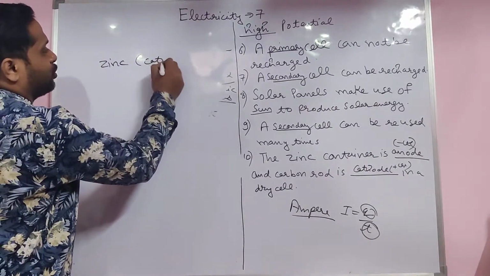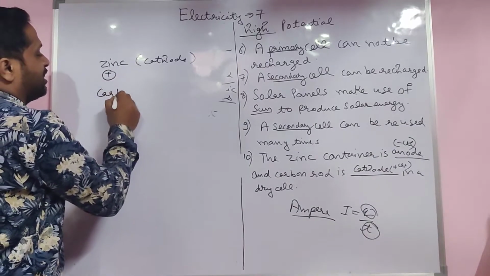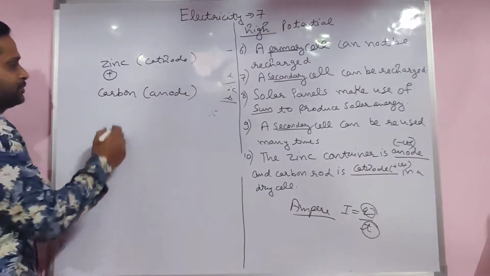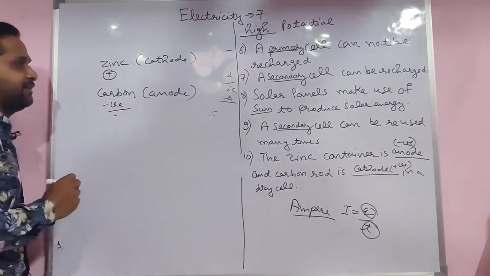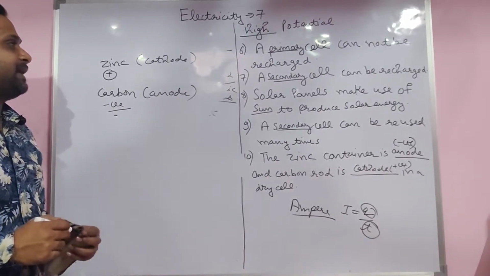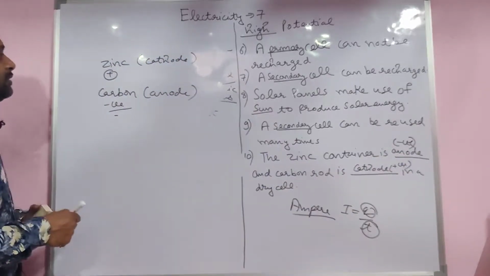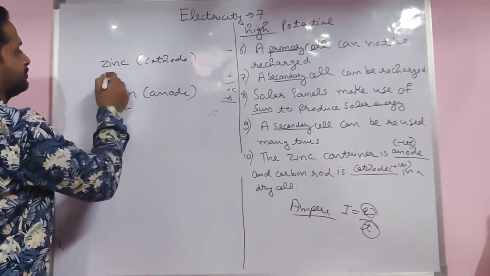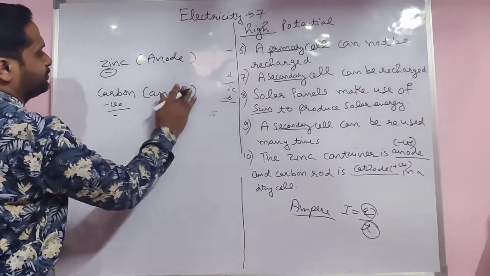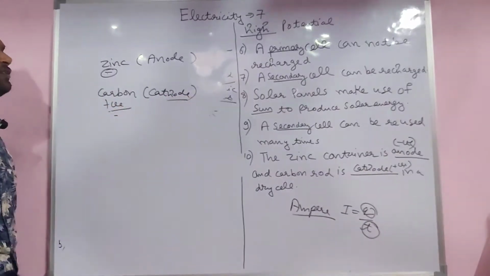In your book, zinc acts as a cathode, positive charge, and carbon as an anode, negative. But in your book it is reversed. Keep in mind. The answer is that the zinc container is the anode with negative charge. Correct it in your book. And carbon acts as a cathode with positive charge.